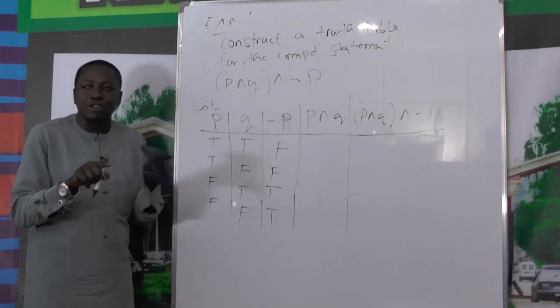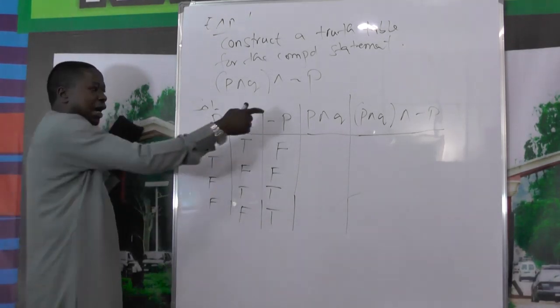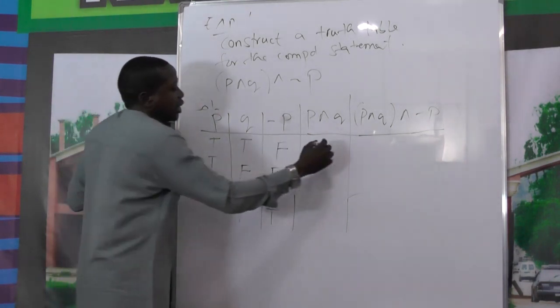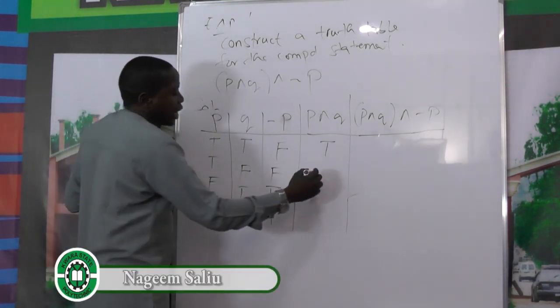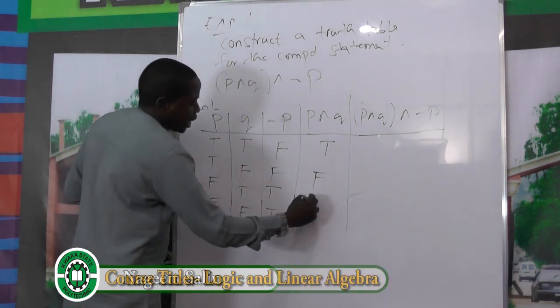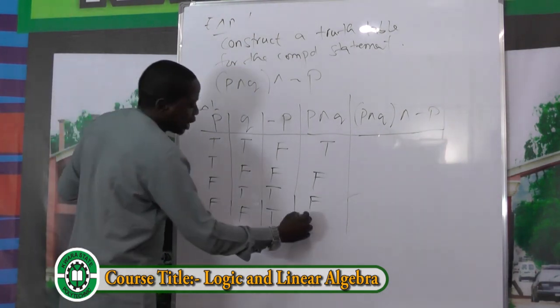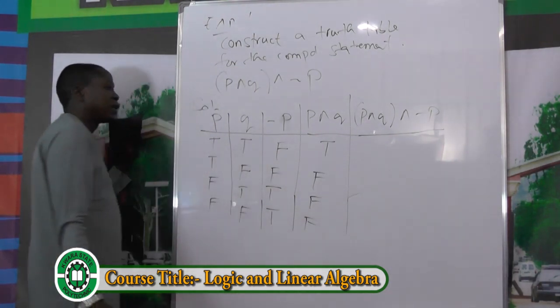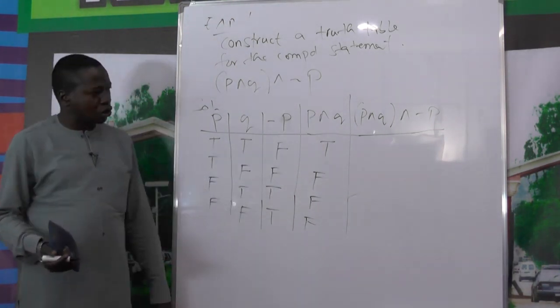This column, you remember I have explained the rule under conjunction, and. Before you can have a true statement, the two statements must be true under and. So now T and T, here I have T. T and false, here I have false. False and T, here I have false. False and false, here I have false. Since you have understood the rule under conjunction.